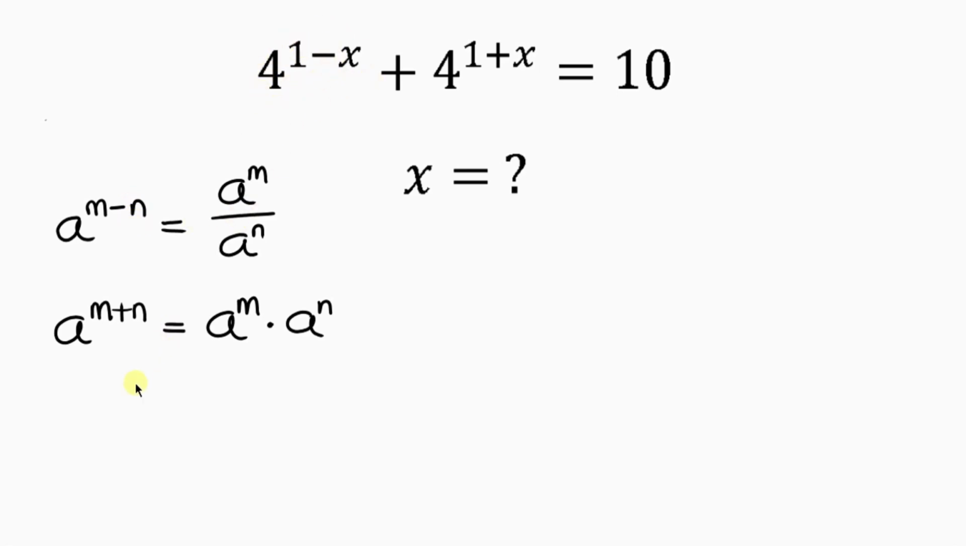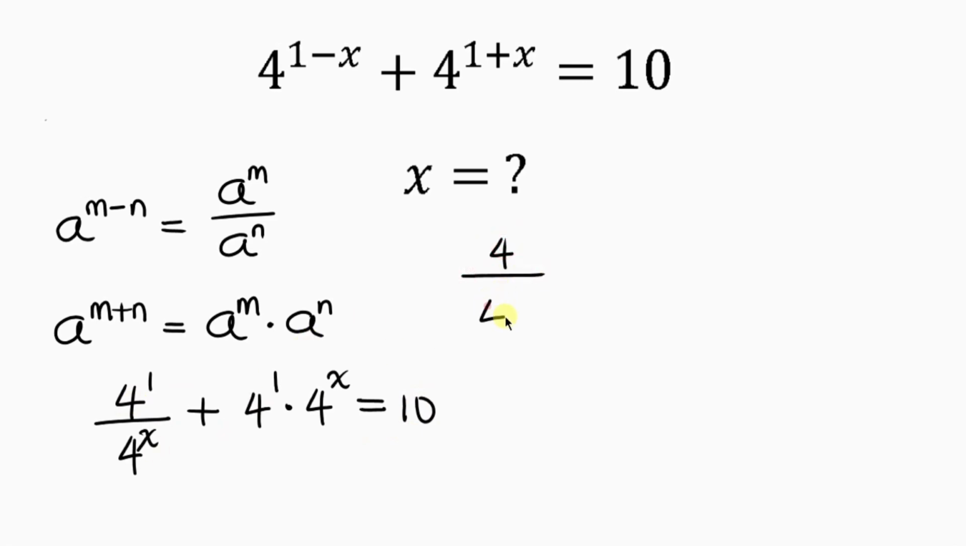So that means this expression can be written as 4 to the 1 divided by 4 to the x plus this expression can be written as 4 to the 1 times 4 to the x, and this is equal to 10. 4 to the 1 is 4 all over the denominator, 4 to the x, plus 4 to the 1 is 4 times 4 to the x, and this is equal to 10.